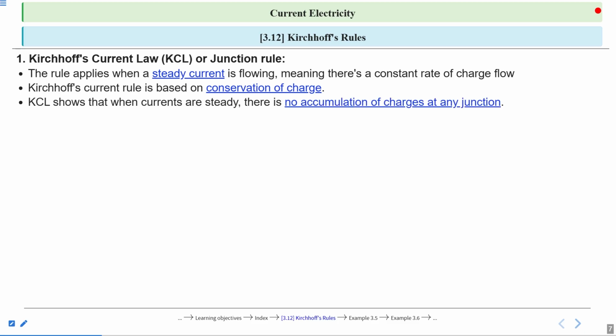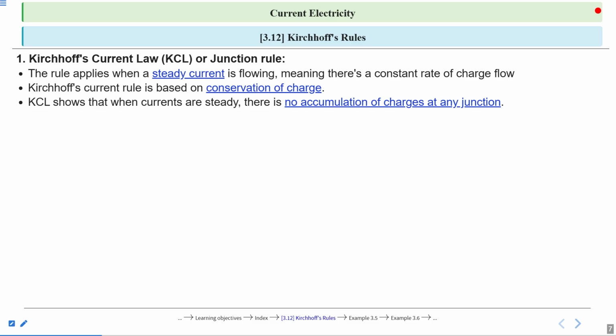KCL, which is Kirchhoff's current law, shows that when currents are steady, there is no accumulation of charges at the junction. The same amount of current will be leaving the junction as the current entering the junction. The amount leaving the junction must be equal to the amount of current entering the junction. What this means is that there is no accumulation of charges at the junction; the junction is not accumulating any charge.